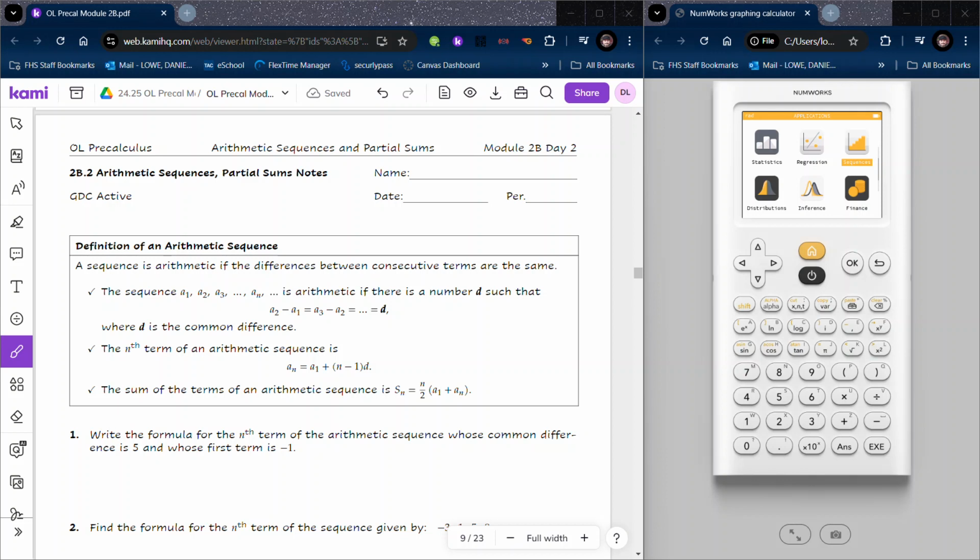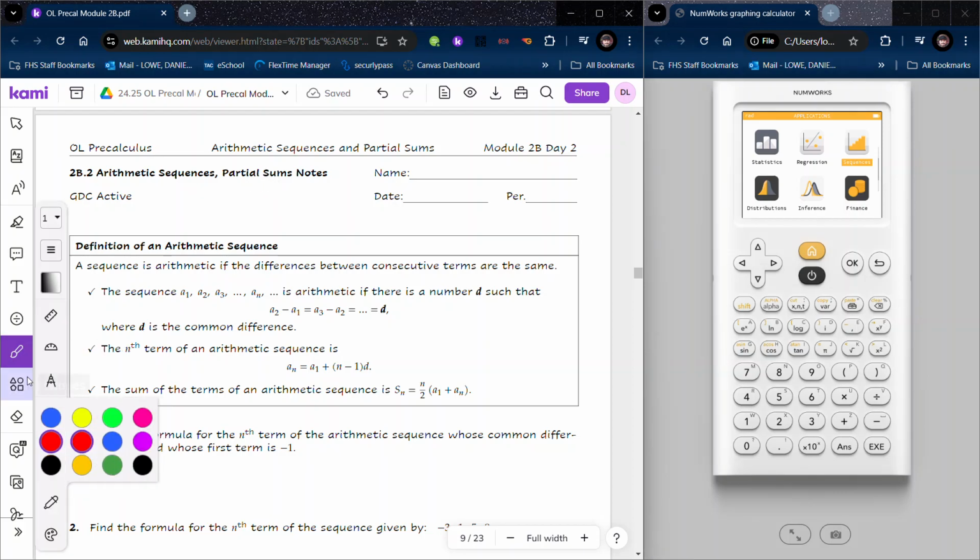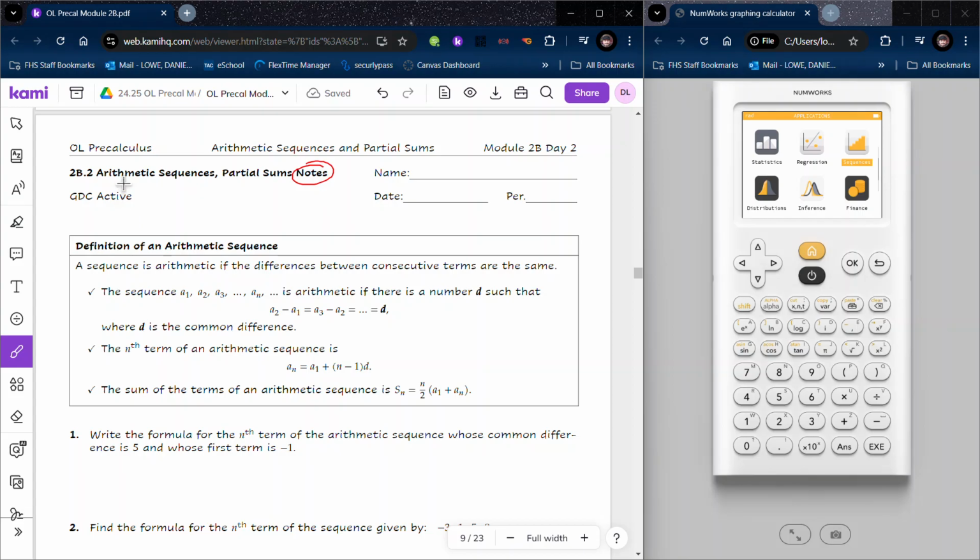Module 2B Day 2, where we're going to focus on arithmetic sequences, their partials, and their partial sums. So looking at our notes for arithmetic sequences and what we'll call partial sums. So what is an arithmetic sequence?